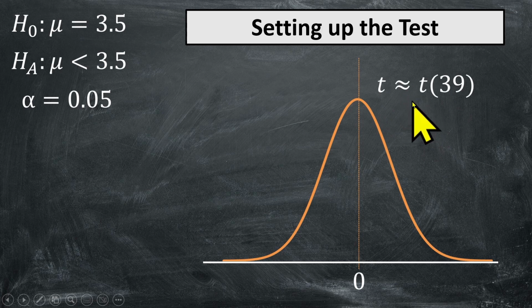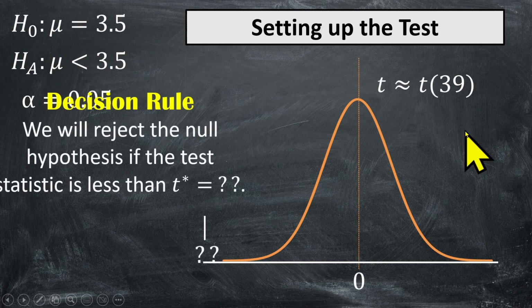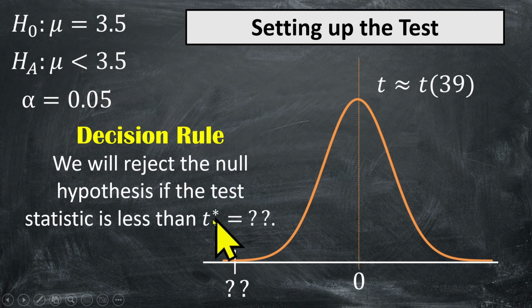We don't know for sure if it's going to be exactly t because we don't know what the distribution for individual measurements is. But what we can say is the sample size of 40 is big enough that this approximation is going to be a good one. So we have our approximation. We need to find a critical value, just like before, in order to set up our decision rule. So we're going to find a value here in the lower tail of the distribution, and if our test statistic is to the left of that value, then we're going to reject our null.